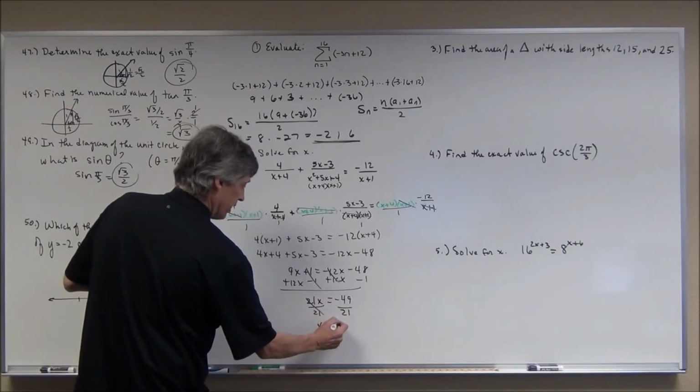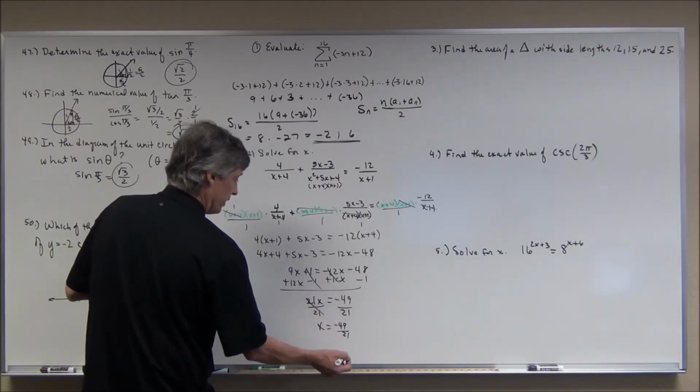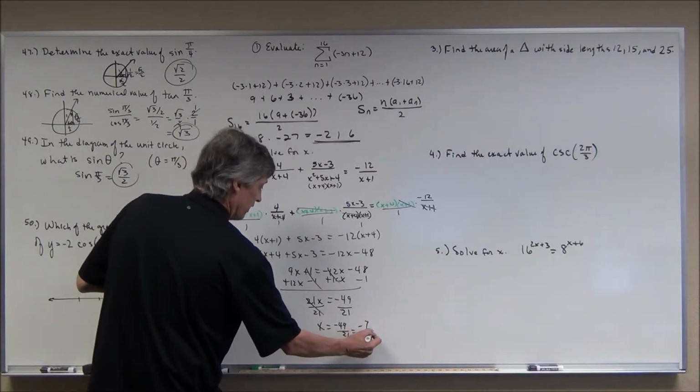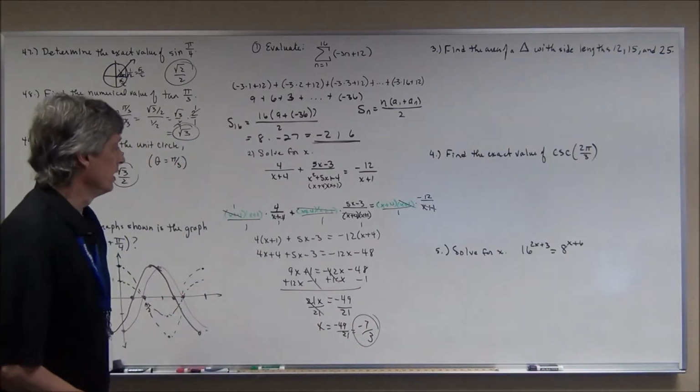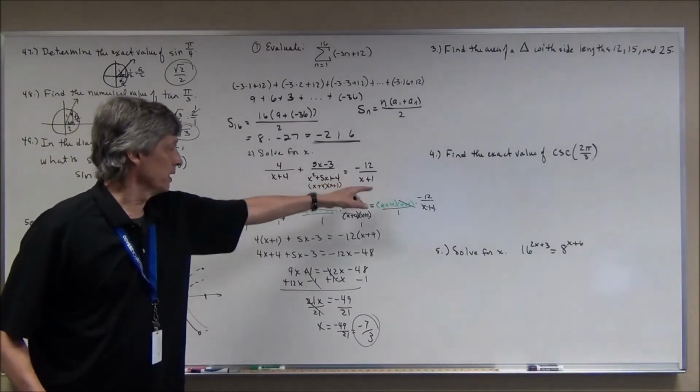And I get x equals negative 49/21. I can divide top and bottom by 7, so negative 7/3 for my answer. And I don't have to worry about that making any of my denominators 0. Negative 7/3 is okay.